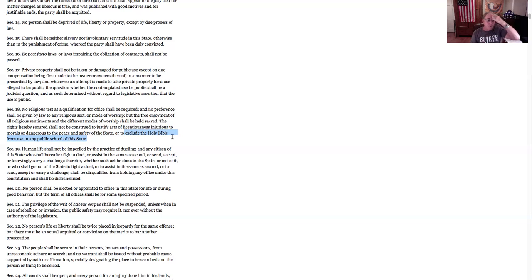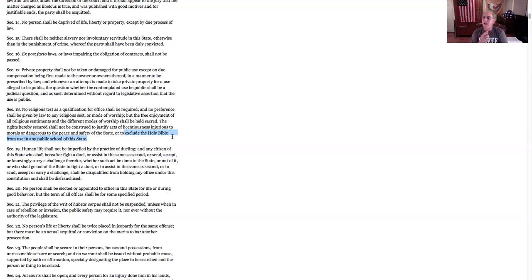But we also saw here that what is not a secured right is activities that are licentious and injurious to morals, because morals is our social duty. And it says that our social duty is to conform to the will of our Maker, even if you're a Buddhist or a Muslim or a Jew. But you also can't justify the exclusion of the Holy Bible from use in any public school of this state.